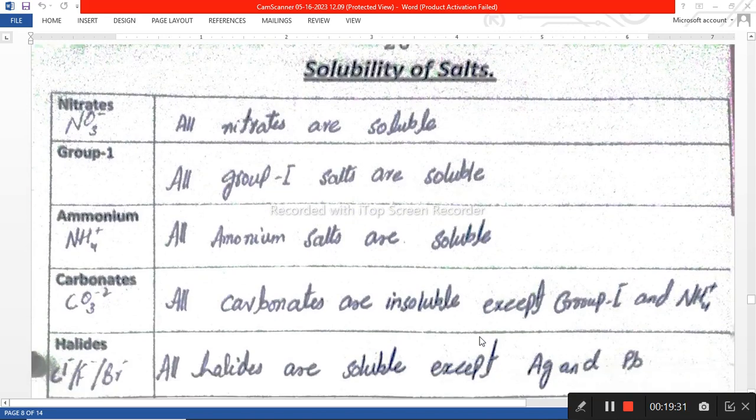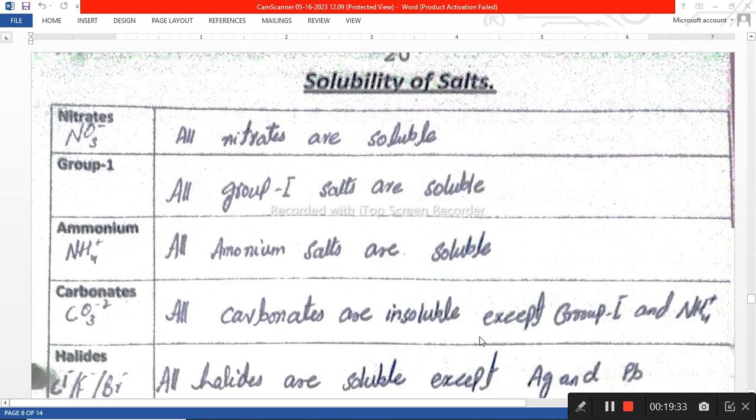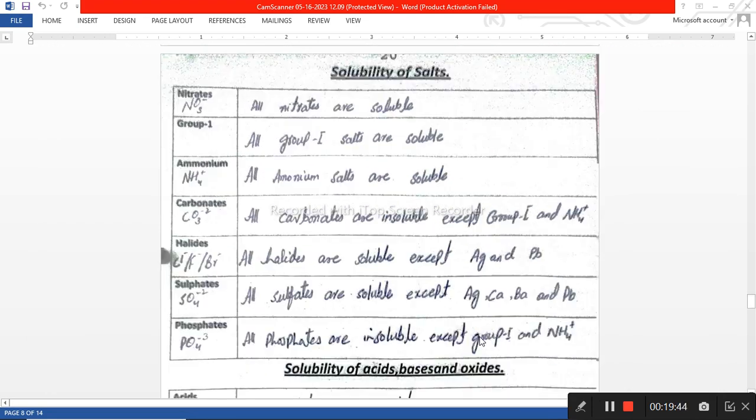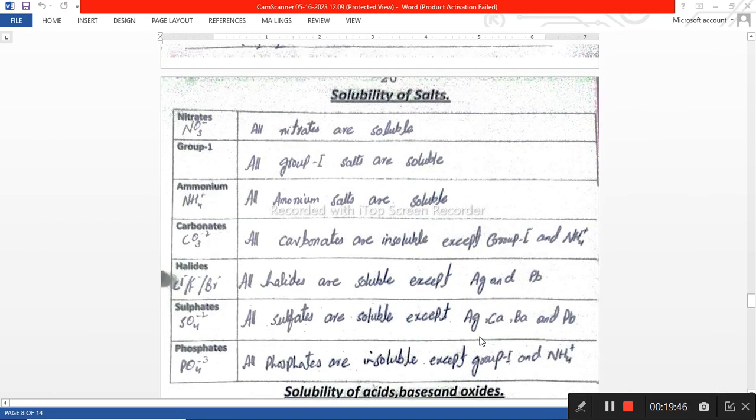This is the most important topic of this chapter, and it will not help you in this chapter only, it will also help you in the next chapters, like acid bases, and ATP. I can't tell how many advantages there are of learning this table.